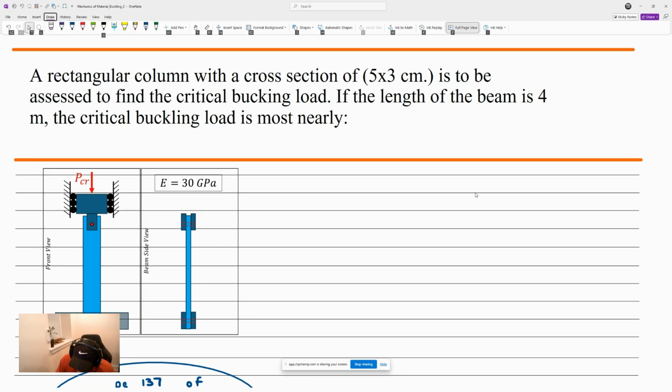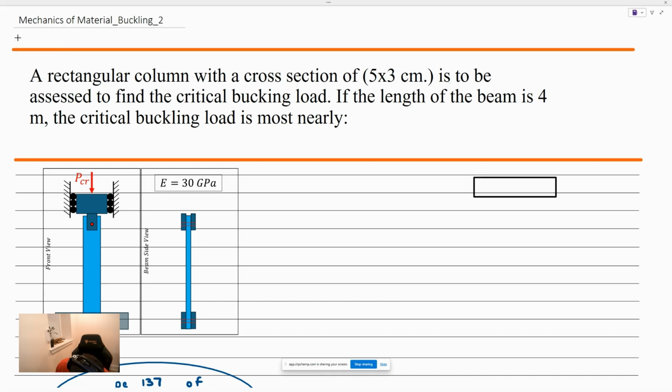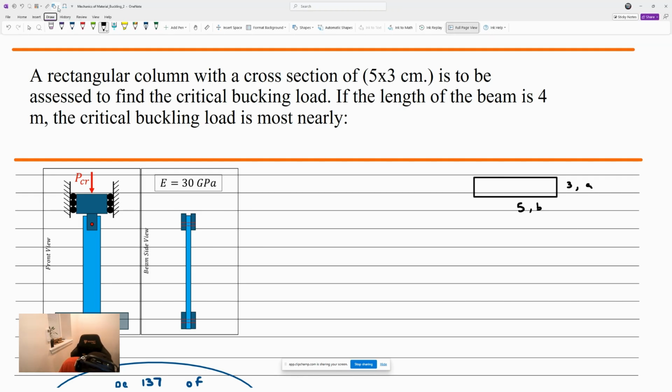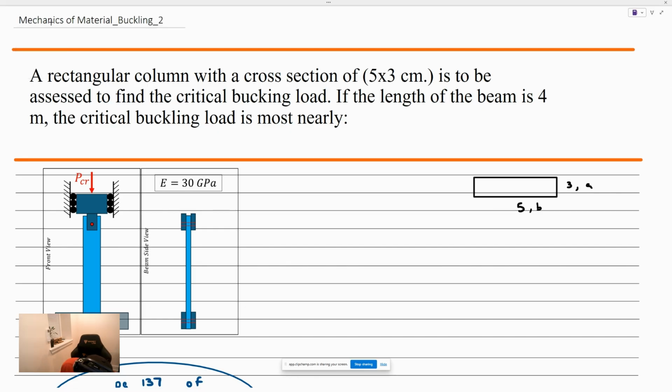Firstly, we know that the cross-section was given to be 3 by 5. Let's call the 3 side A and the 5 side B. And let's assign an axis over here. An XY axis, where Z is out of the page.